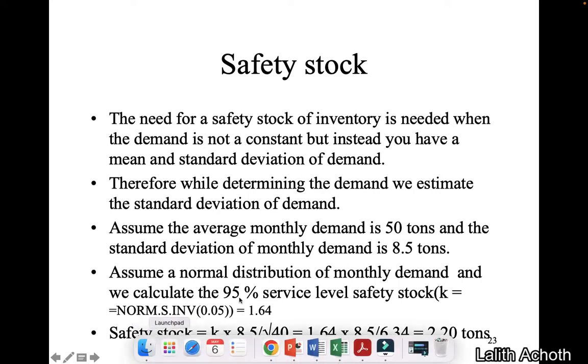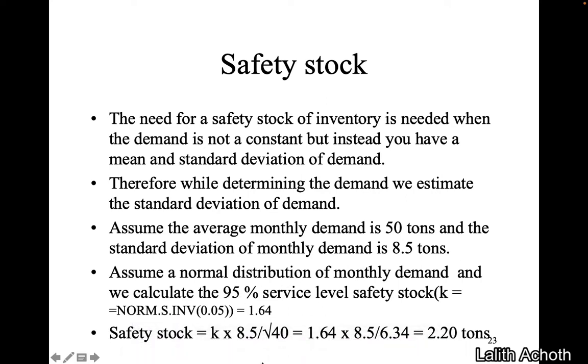So I'm assuming that we have arrived at this standard deviation using a historical record of 40 monthly observations. So now I'm going to calculate the safety stock as K, which is what you get from here, into 8.5 divided by root of 40. You could have done it with 24 months, in which case this will be the root of 24. Okay, so that's what you do. So then that becomes 2.2 tons. So it says irrespective of your economic order quantity, add 2.2 tons to that, and that is called the safety stock.